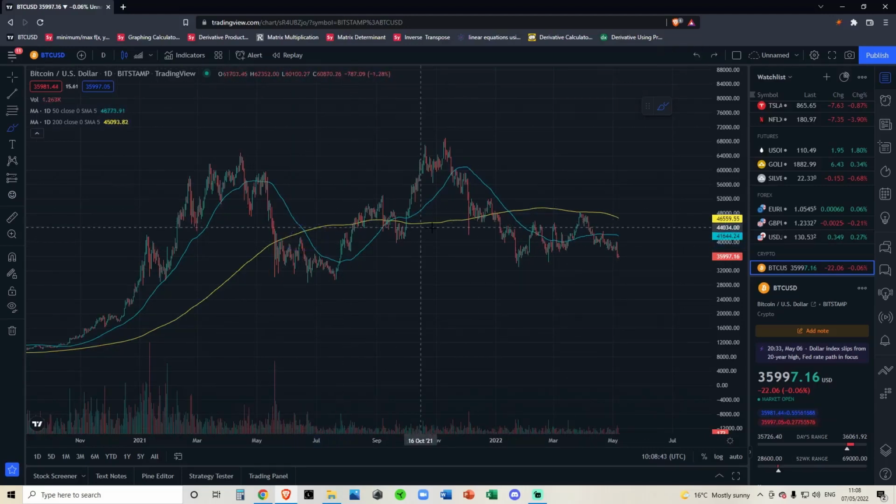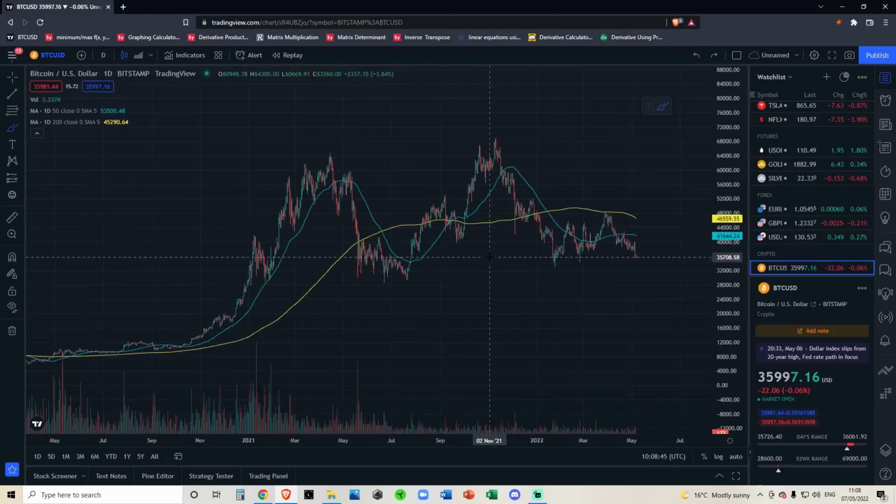Now, death crosses and golden crosses are both lagging indicators. They pretty much tell you what you already know in the market. For example, you could see when Bitcoin was up here at 65,000 basically, we didn't have a death cross until 42,000 and we bottomed at 28,000. So this fired more than halfway down on the cycle. So bear in mind, these are lagging indicators.